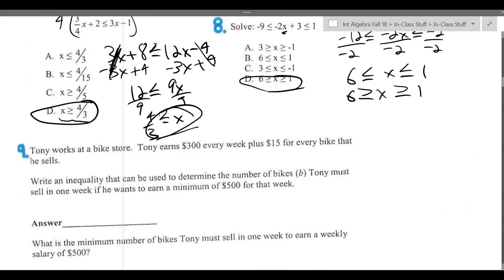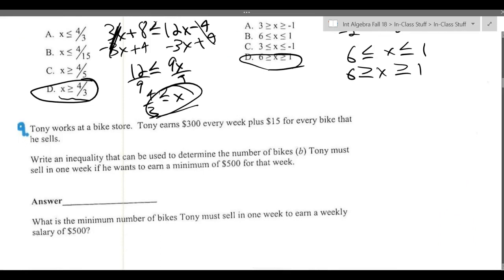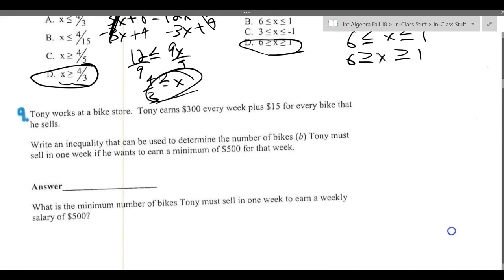Okay. Tony works at a bike store. Tony earns $300 every week, plus $15 for every bike that he sells. An inequality can be used to determine the number of bikes Tony must sell in 1 week if he wants to earn a minimum of $500 for that week. So, $500 needs to be less than or equal to whatever he gets over here. I guess I like starting inequalities that way. A minimum of $500.